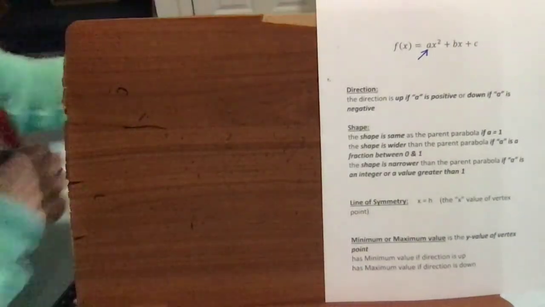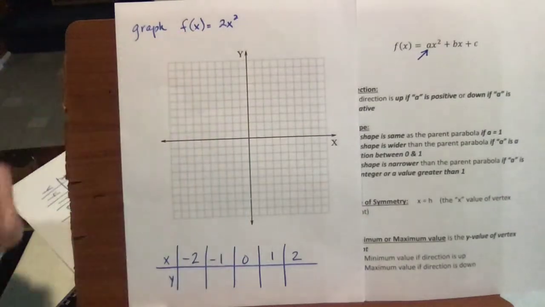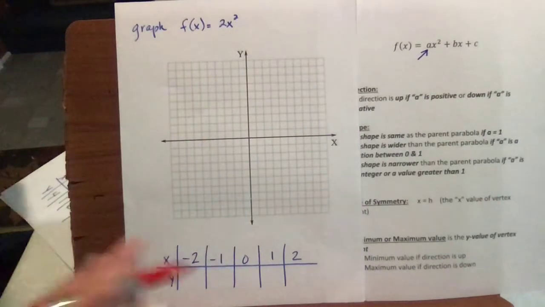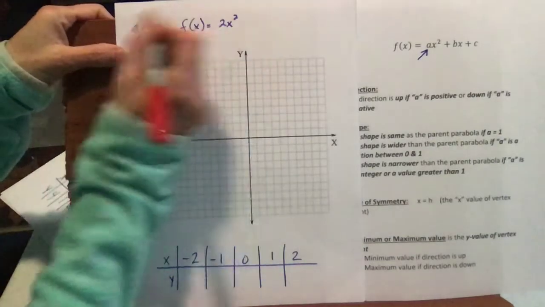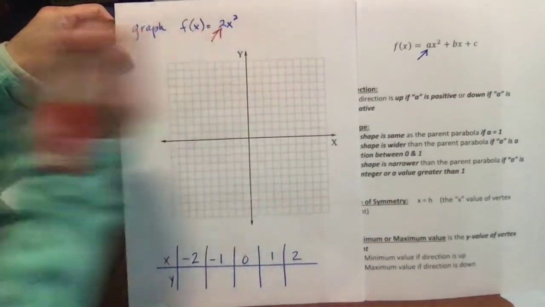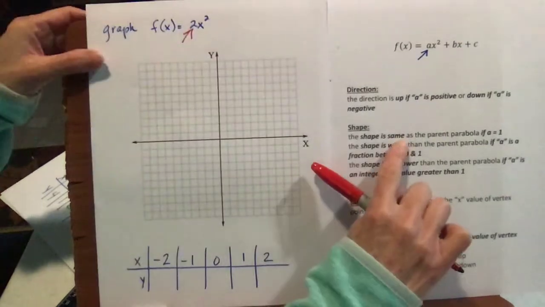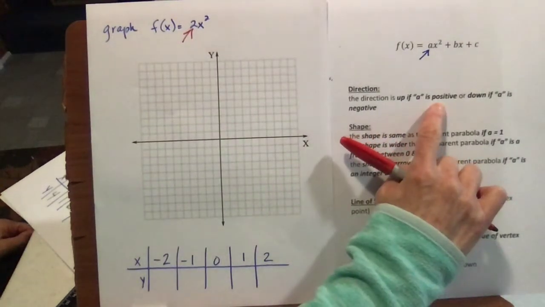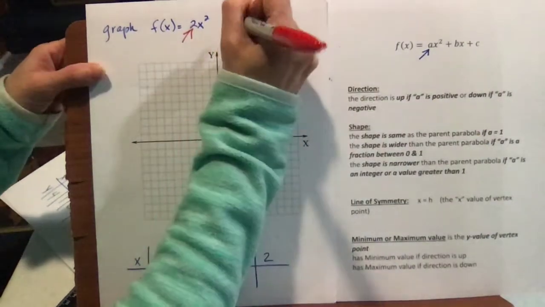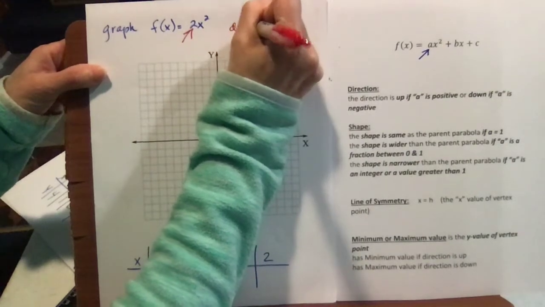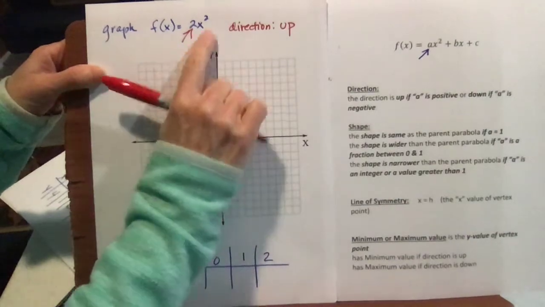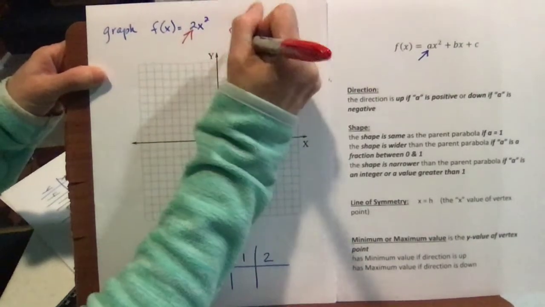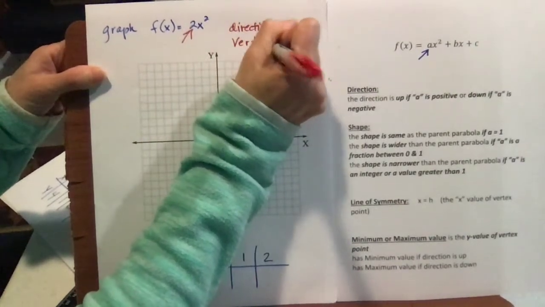All right, let's try another one now. Let's spice it up a little bit. Graph f of x equals 2x squared. I could do a table, but there's room for error. So first thing I want to do is look at the a value, and it's a 2. If a is positive, because it's a positive 2, its direction is up. So I know this baby is going upward. Nothing is added after the x squared, so the vertex is 0, 0.